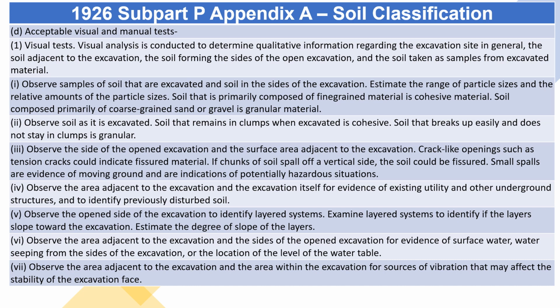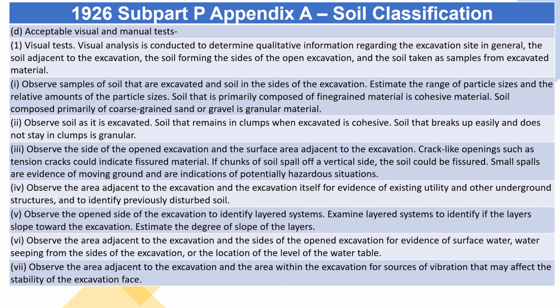Soil that breaks up easily and does not stay in clumps is granular. 3. Observe the site of the opened excavation and the surface area adjacent to the excavation. Crack-like openings such as tension cracks could indicate fissured material. If chunks of soil fall off a vertical side, the soil could be fissured. Small spalls are evidence of moving ground and are indications of potentially hazardous situations.